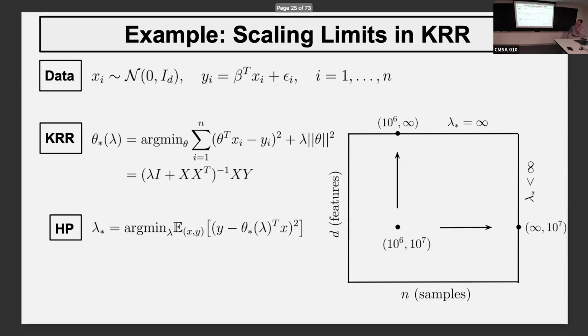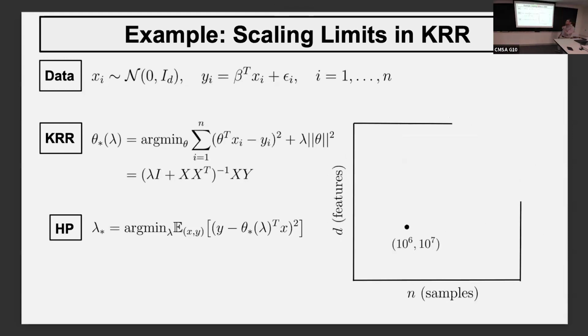So what's the resolution to this? Well, the resolution is very simple. You say there's a non-commutativity: D and N going to infinity don't commute. I have to basically blow up this corner of the phase diagram, so to speak.